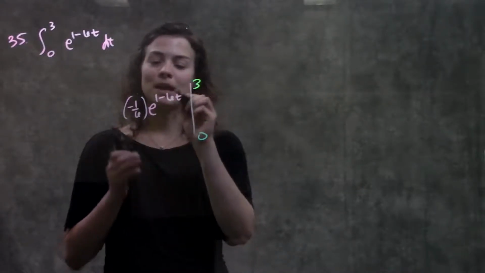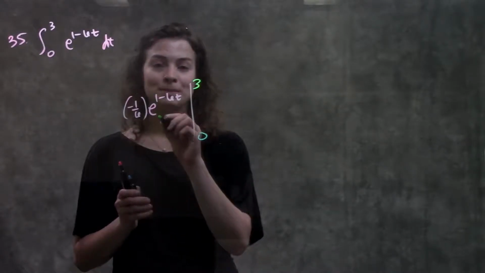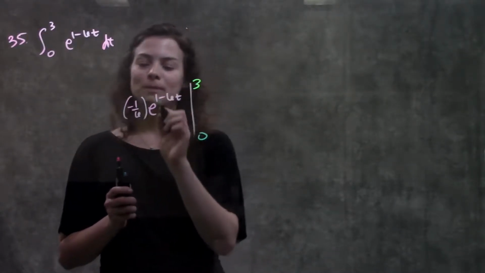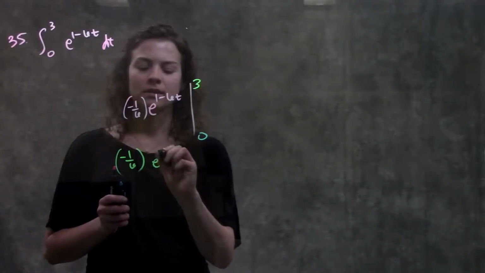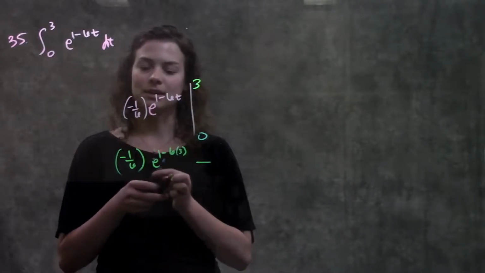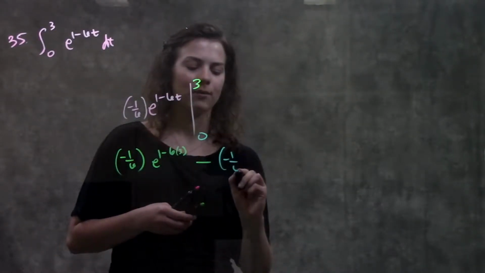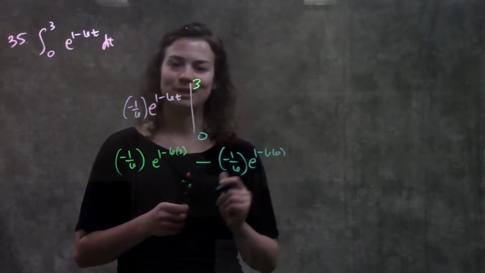And from here, I'm going to plug in my top number into this integral, then subtract whatever I get when I plug in this bottom number to my integral. So plugging in 3, this becomes negative 1 over 6 times e to the 1 minus 6 times 3, minus, when I plug in 0, this becomes negative 1 over 6 times e to the 1 minus 6 times 0.